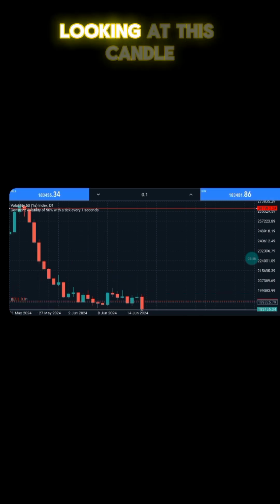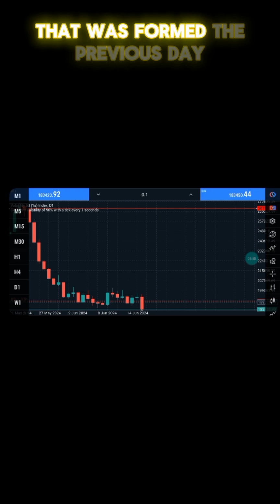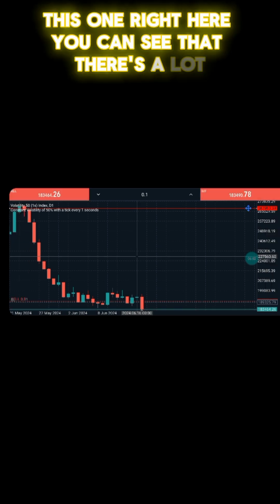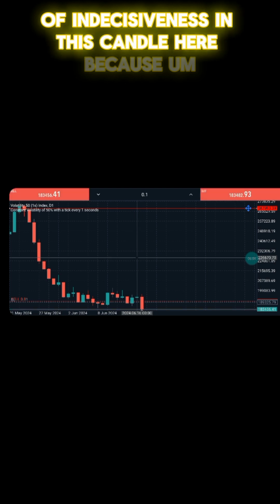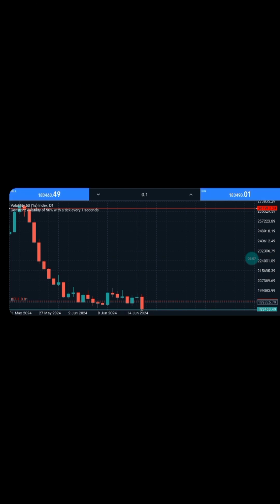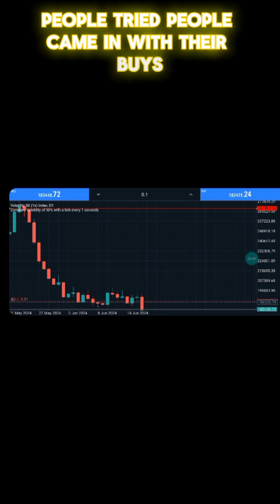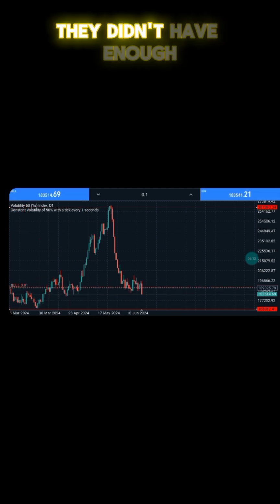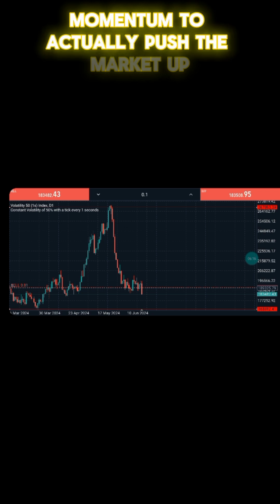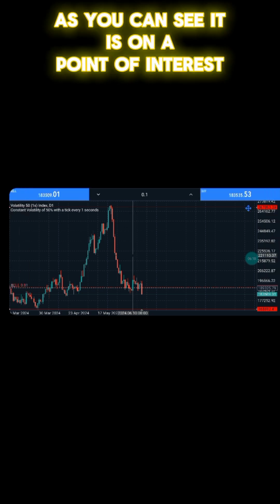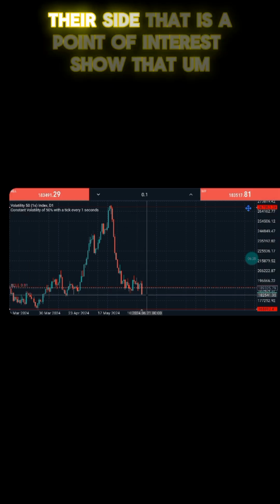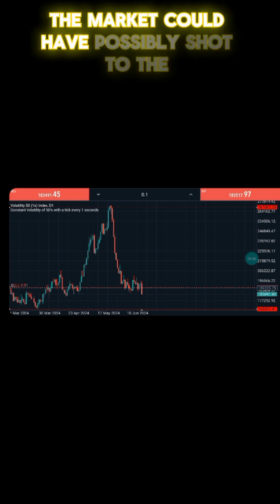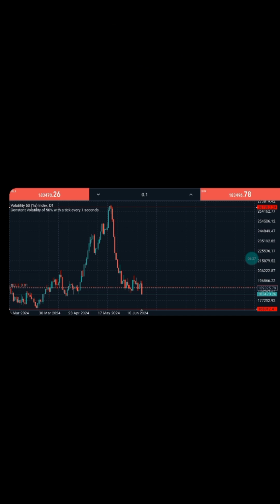Looking at this candle that was formed the previous day, this one right here, you can see that there's a lot of indecisiveness in this candle, because people came in with their buys, they put their buys, but they didn't have enough momentum to actually push the market up. As you can see, it is on a point of interest. If you look at your left side, that is a point of interest to show that the market could have possibly shot to the upside.